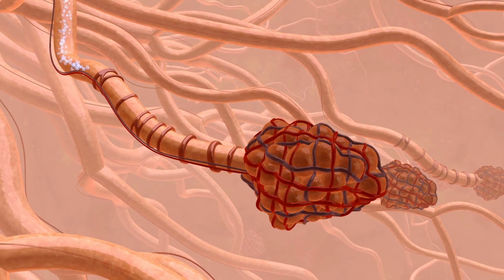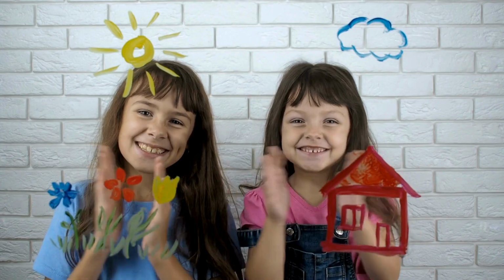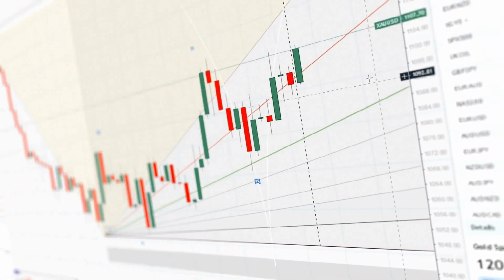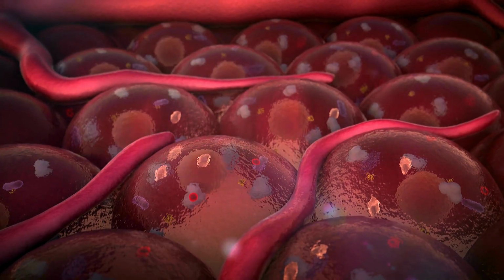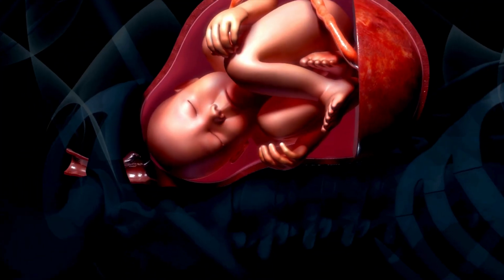The final stage, the alveolar period, occurs during the third trimester and early childhood. This phase is marked by the continued development of alveoli and their accompanying capillaries, bringing the lungs to a level of maturity where a newborn can breathe independently outside the womb.